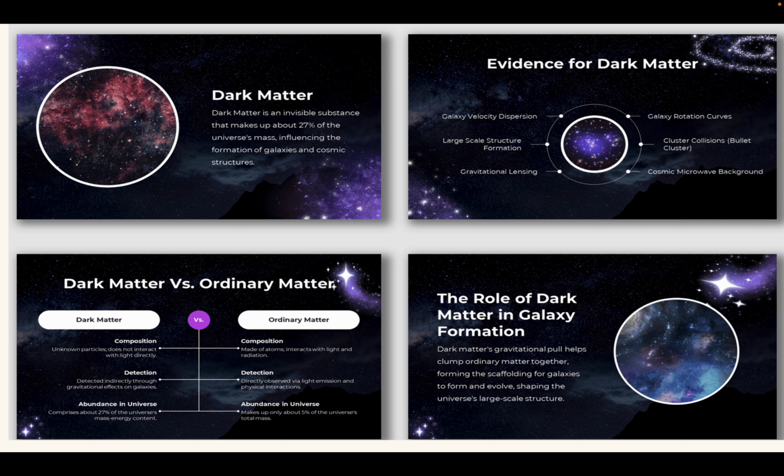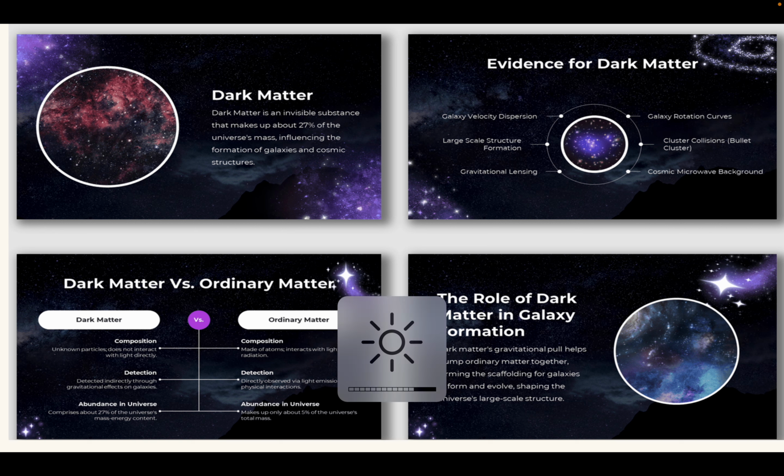Dark matter has a huge role in the formation of galaxies. Its gravitational pull helps to clump ordinary matter together, and this forms the scaffolding for the formation and evolution of galaxies. Dark matter also shapes the large scale structure of the universe.